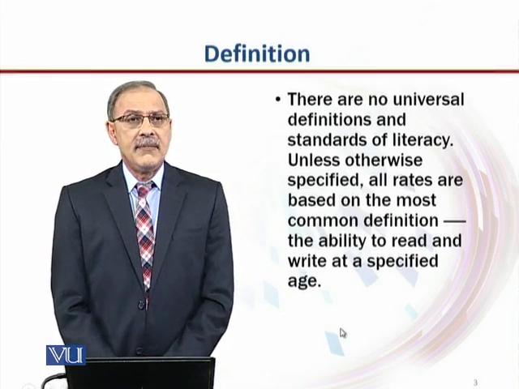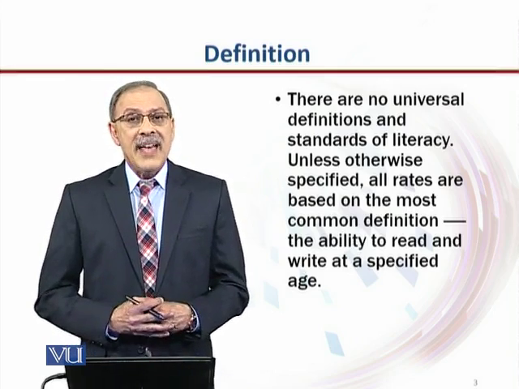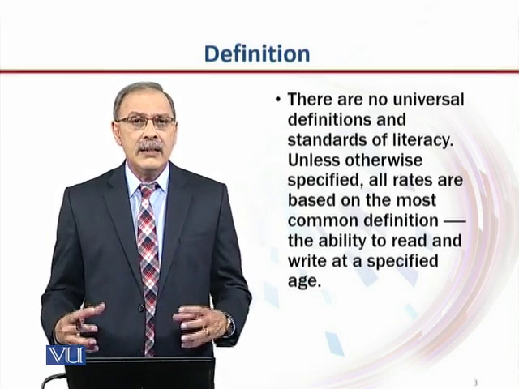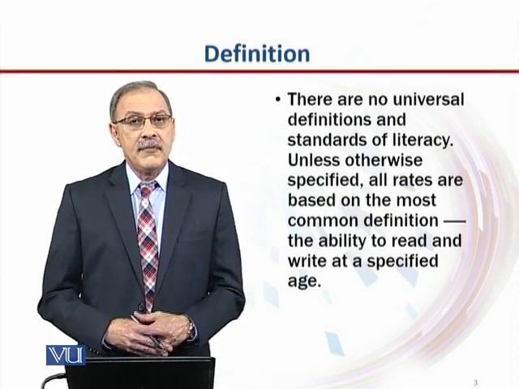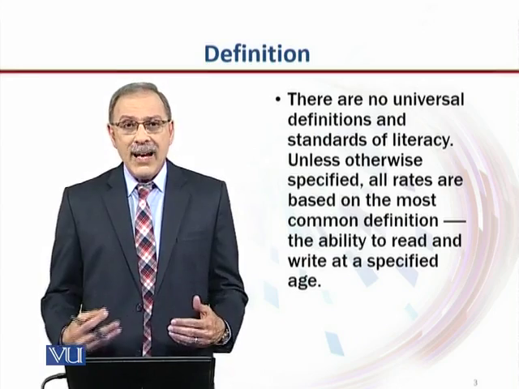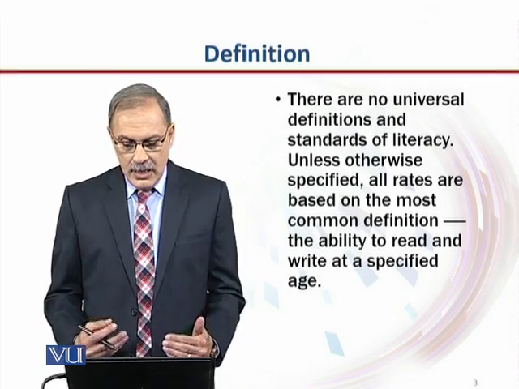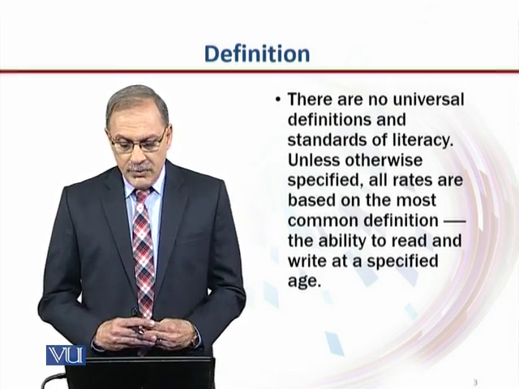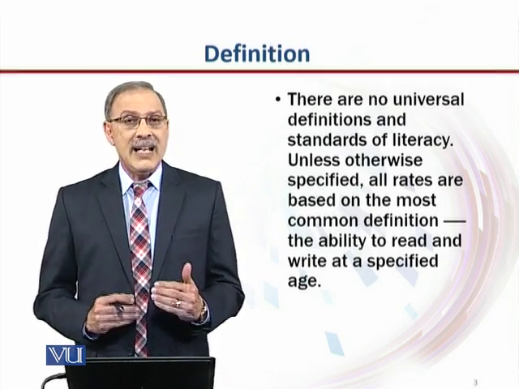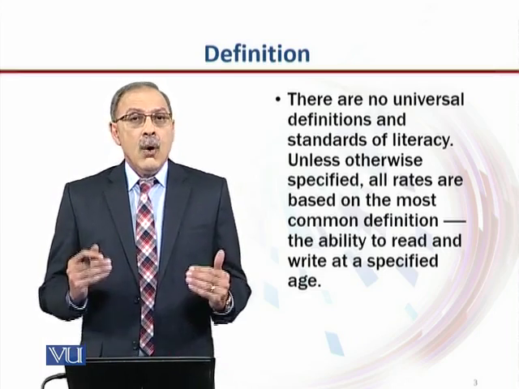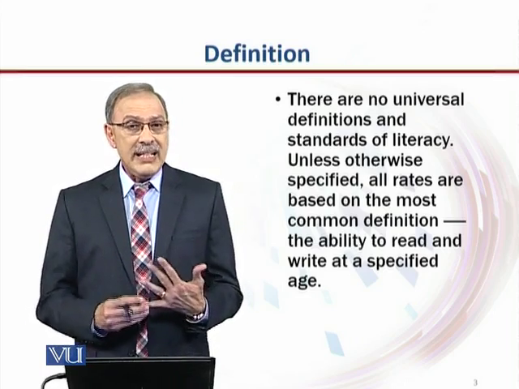There are no universal definitions for education and literacy in terms of universal. That means that there is no one single definition that everyone uses. Literacy is defined differently in different parts of the world, depending on where you are, what the status of literacy and education in that part of the world is. Unless otherwise specified, all rates are based on the most common definition, the ability to read and write at a specified age.